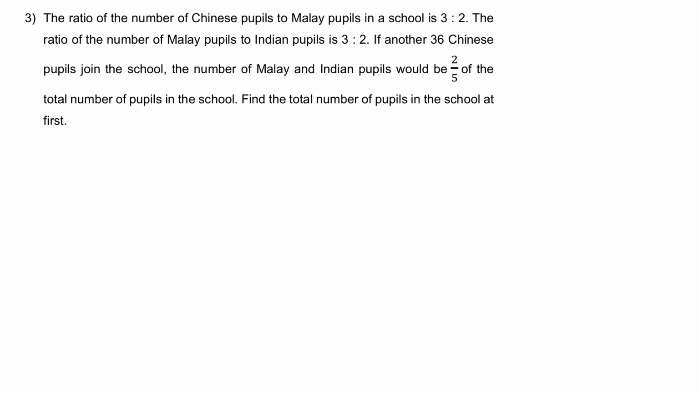Question 3. The ratio of the number of Chinese pupils to Malay pupils in a school is 3:2. The ratio of the number of Malay pupils to Indian pupils is 3:2 also. If another 36 Chinese pupils joined the school, the number of Malay and Indian pupils would be 2/5 of the total number of pupils in the school. Find the total number of pupils in the school at first.